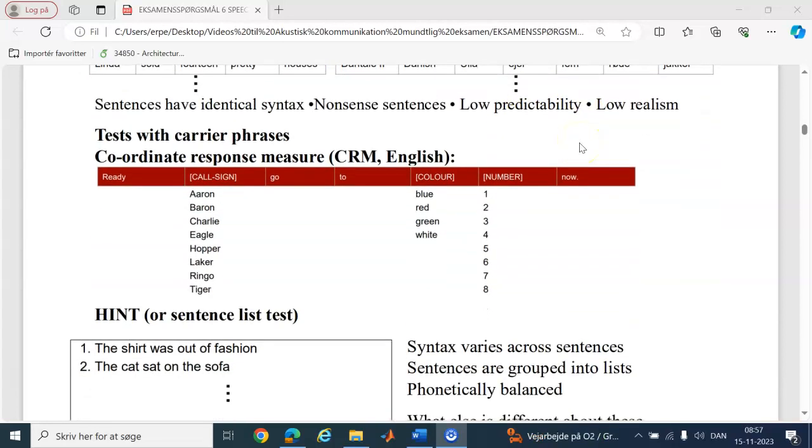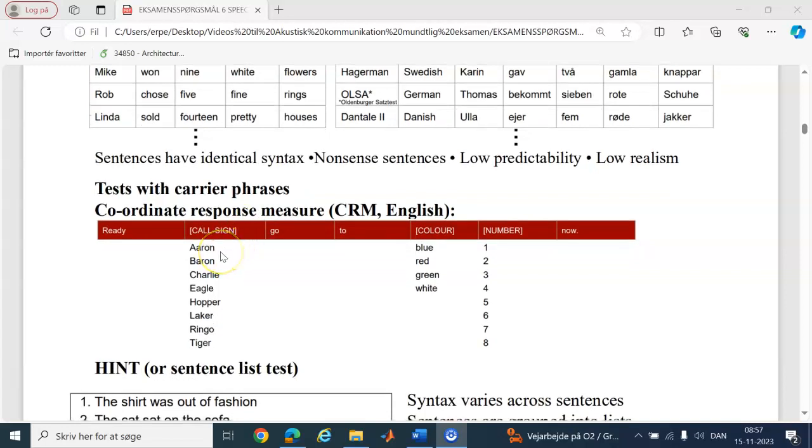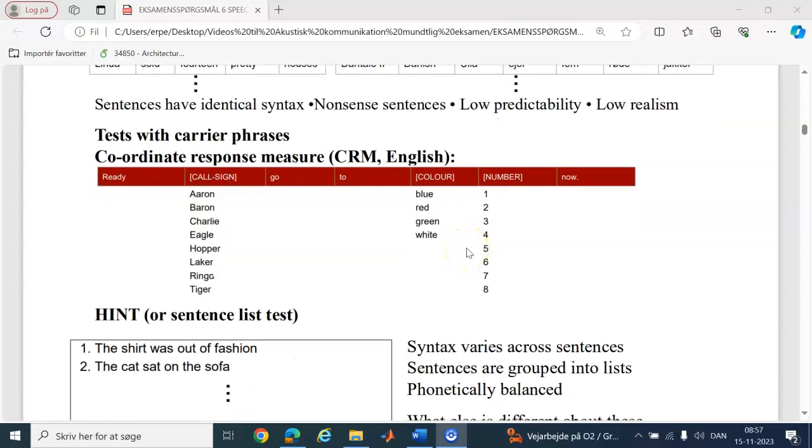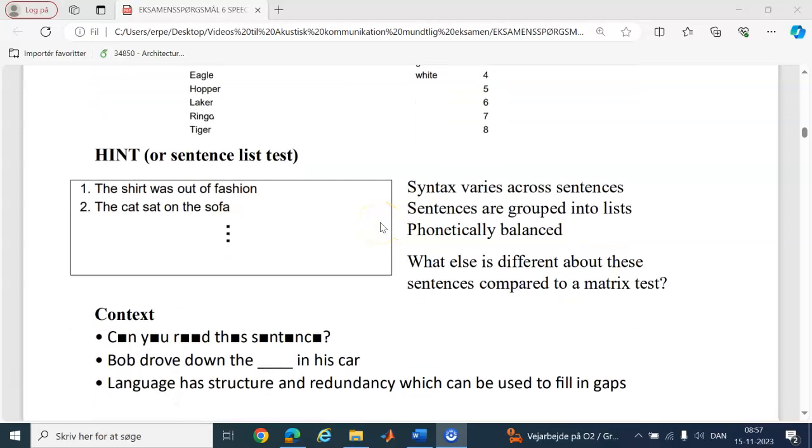And then we have some tests with carrier phrases and coordinate response measures. For instance, the form is a name, and a color, and a number. It could be Charlie, green, and 3. And so on. Also the Hint or sentence list tests.